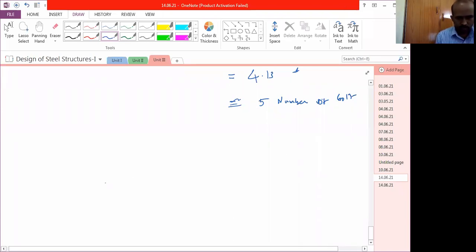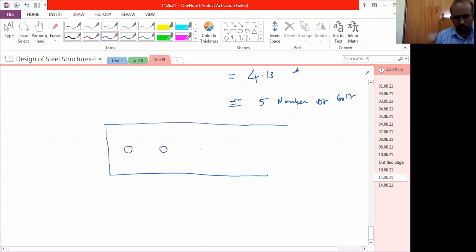I will put a small diagram, please follow me. This is the design flat. The cross section may be different. I draw the plan: 1, 2, 3, 4, 5. So for the connection carrying 120 kilonewton, 5 bolts are needed, right?